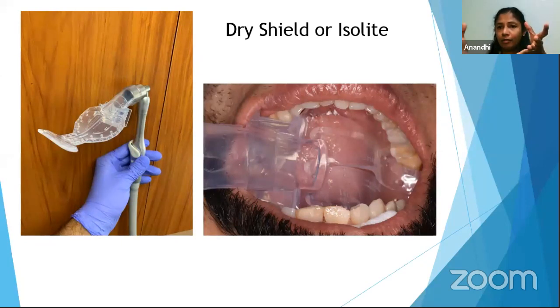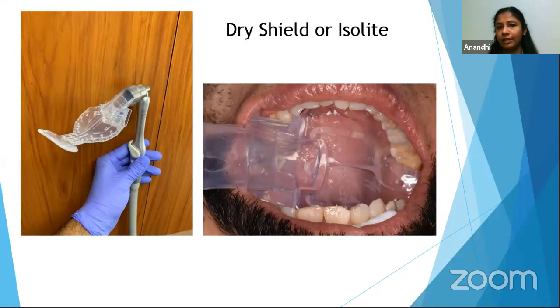Like we have an extraoral vacuum outside, this is like a vacuum inside the mouth itself. So any aerosol which is generated is actually sucked inside by these holes. You can see these holes over here. It sucks up not only the aerosol, it sucks up the water, everything. So it doesn't get a lot of spray outside by using these dry shield or the isolite.